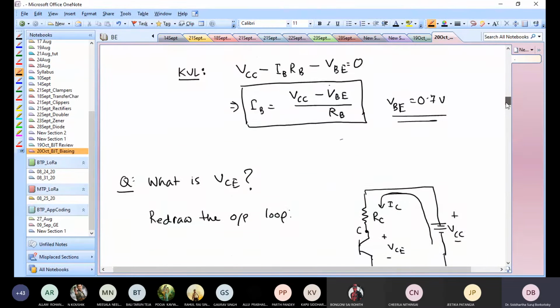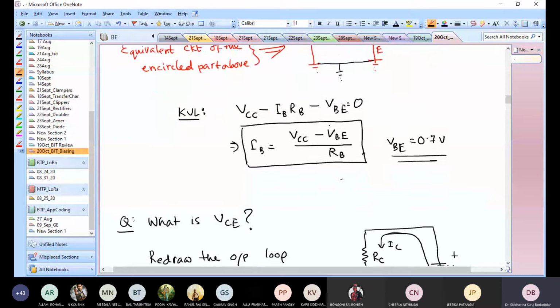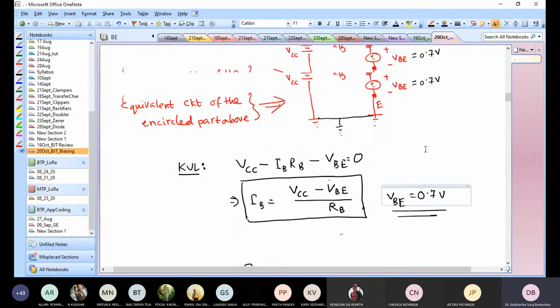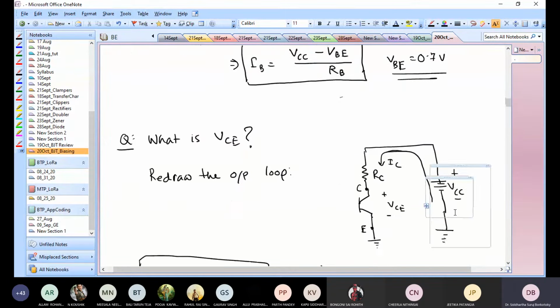And once you find out IB, next step is to find out IC. But that is not really a step, because I already know that IB times beta is IC. So IC is the output current. So I know the output current is just beta times IB.